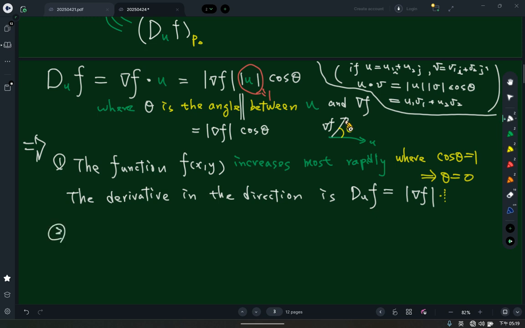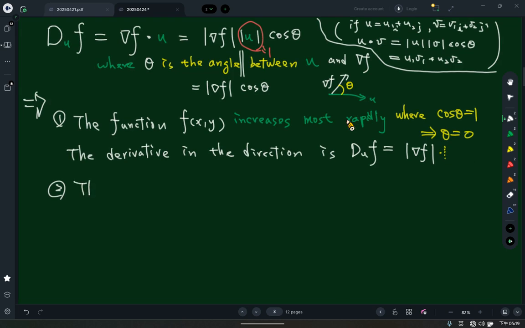The second one: the function f of xy will decrease most rapidly where cosine theta is -1. So that means the direction is totally opposite. So theta should be pi, right?